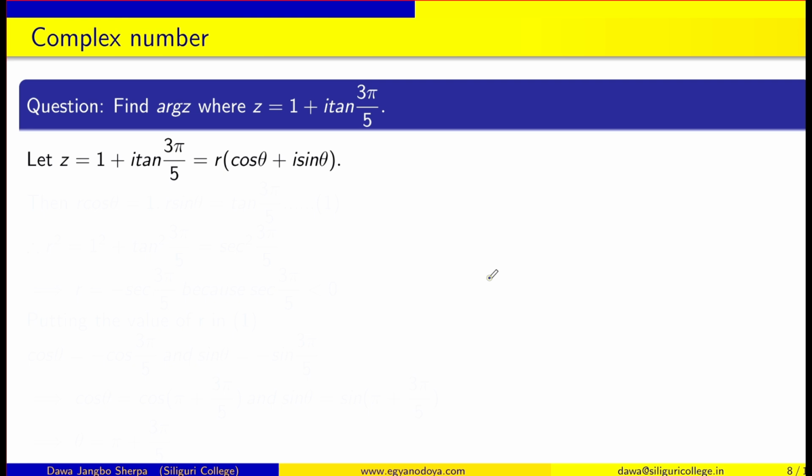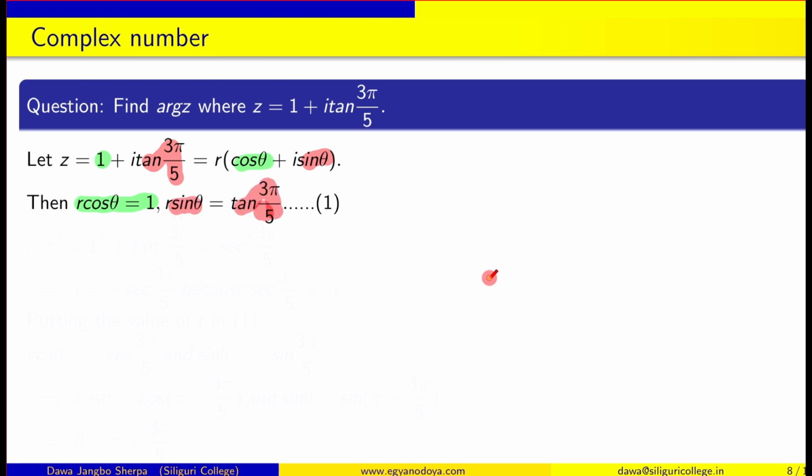Let the polar representation of this complex number be r cos theta, r sin theta. Then I can equate the real part and imaginary part. Here the real part is 1 and the real part is r cos theta, so r cos theta is equal to 1. The imaginary part is tan 3 pi by 5 and here it is r sin theta, so r sin theta is equal to tan 3 pi by 5.